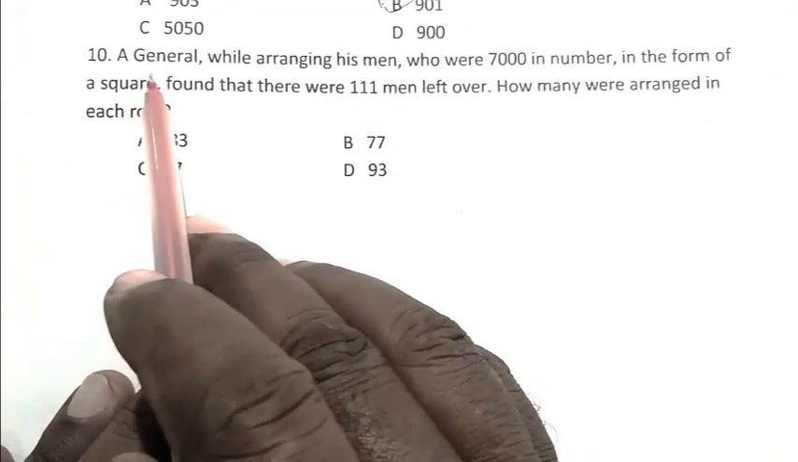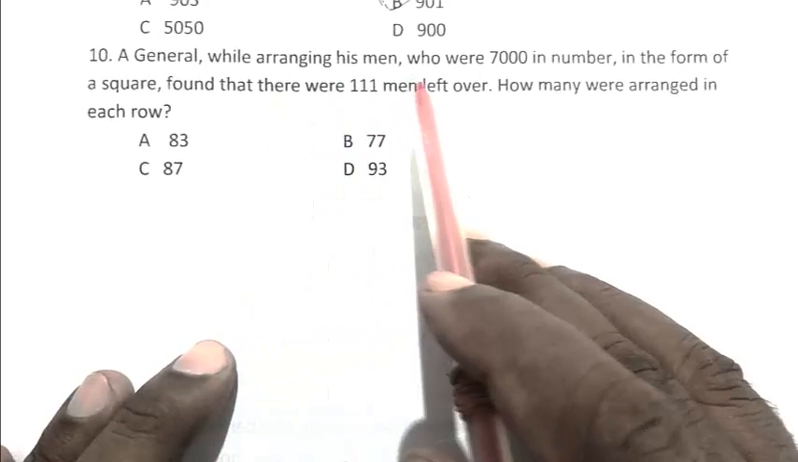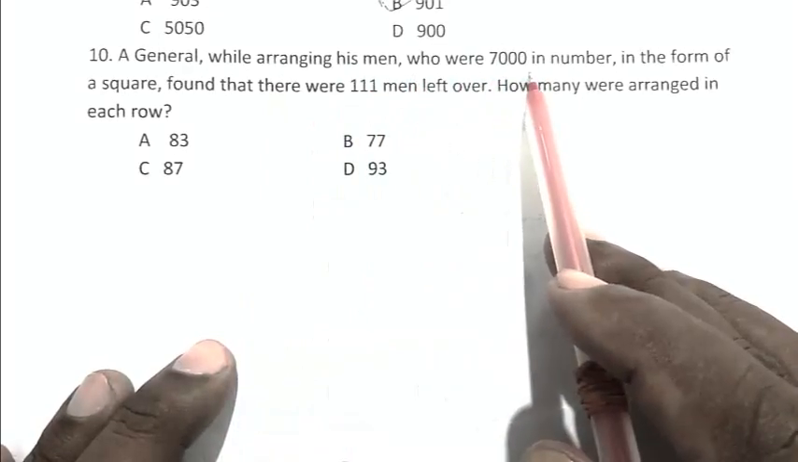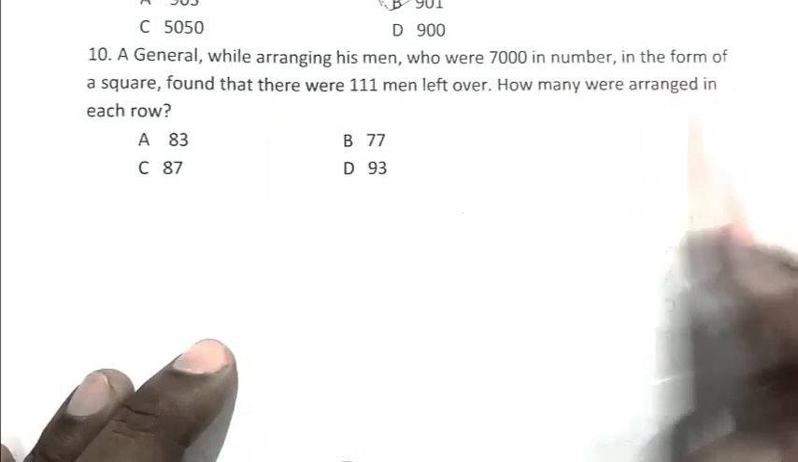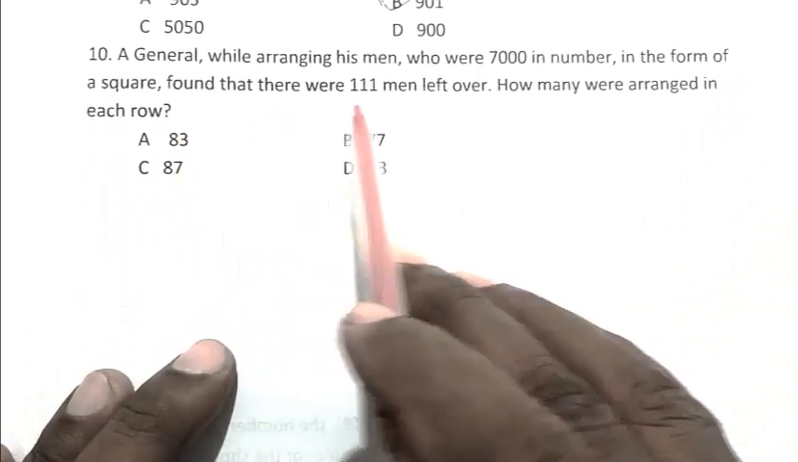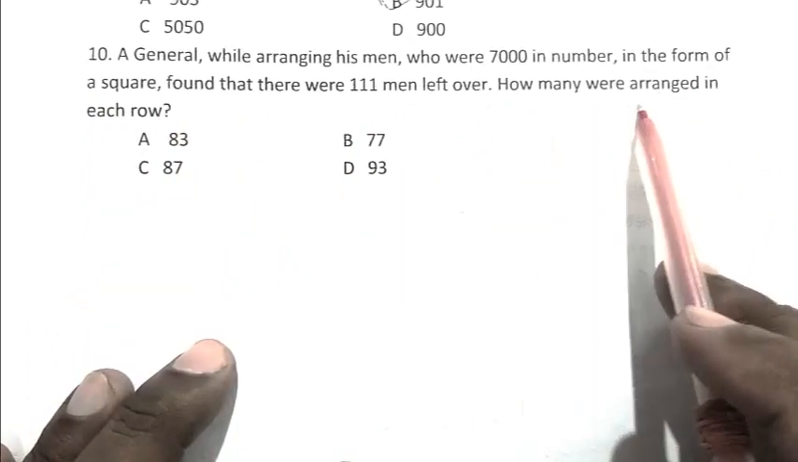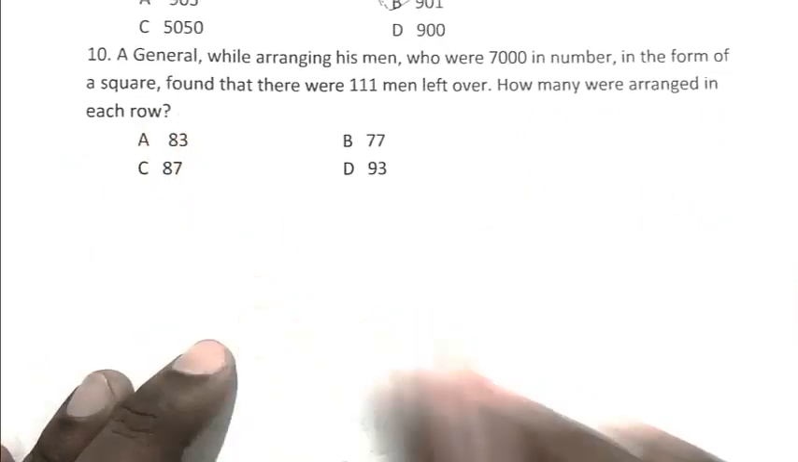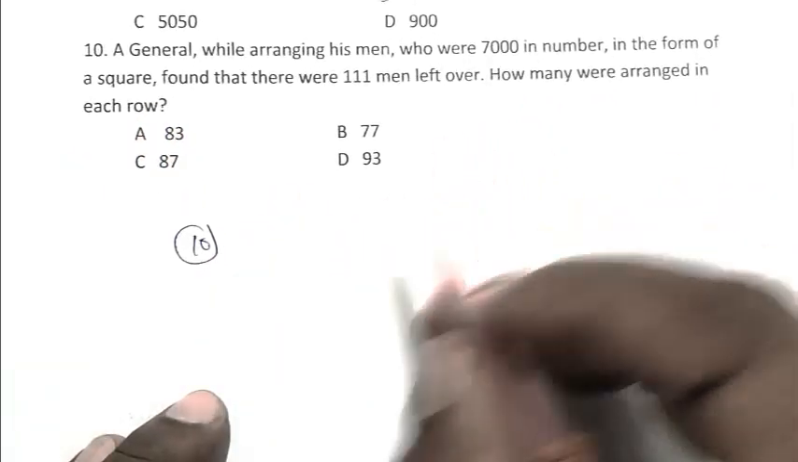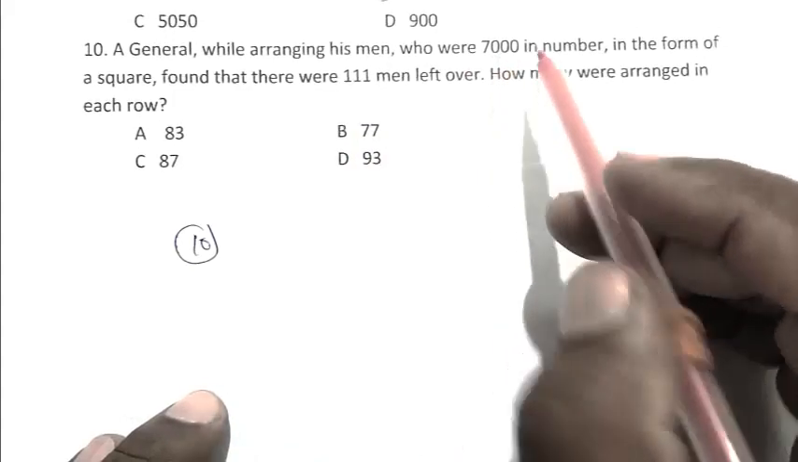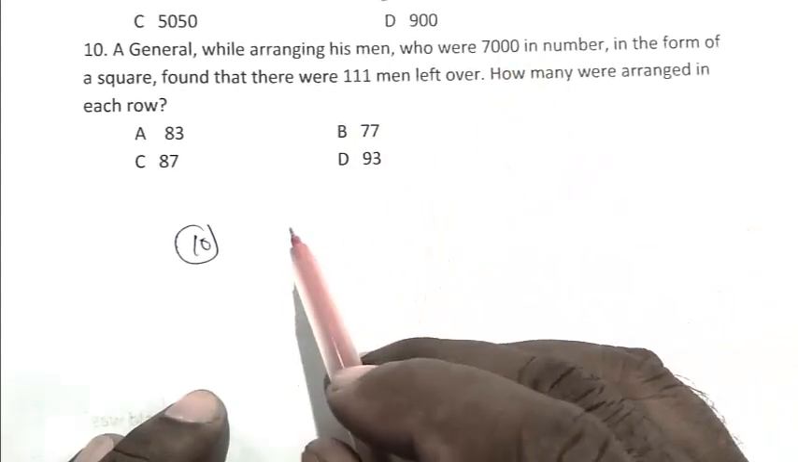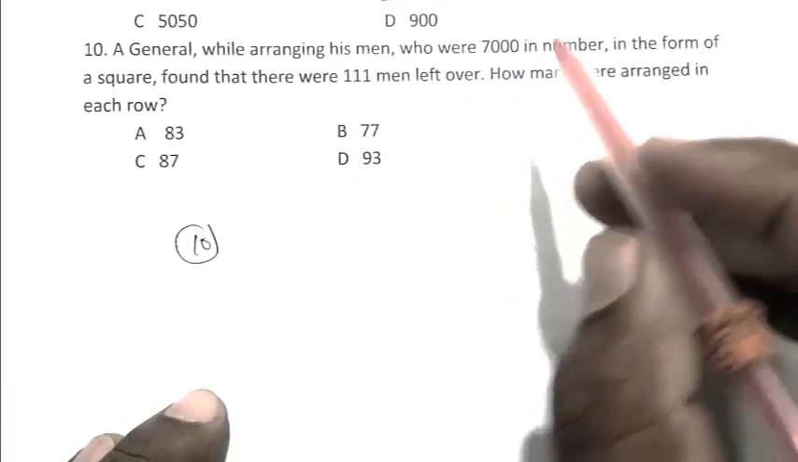Question number 10. A general, while arranging his men who were 7,000 in number in the form of a square, found that there were 111 men left over. How many were arranged in each row? First we subtract 111 from 7,000. After that we calculate the square root of the resulting number.